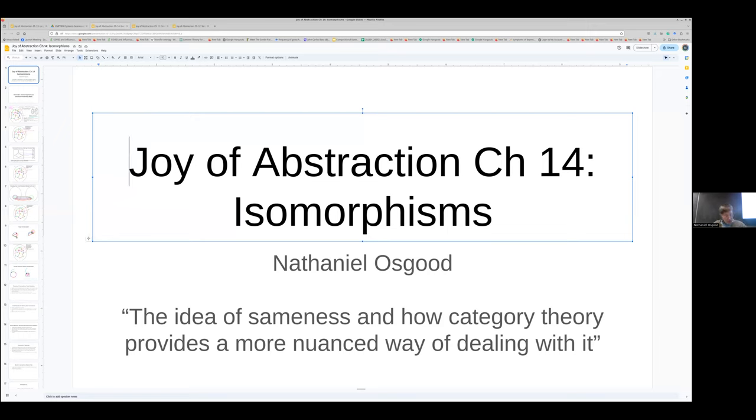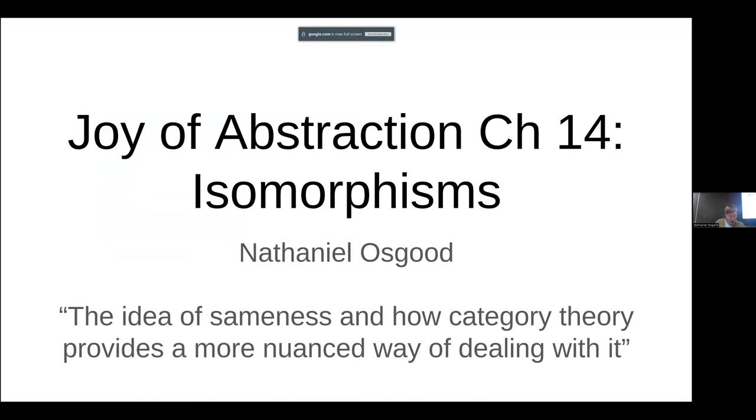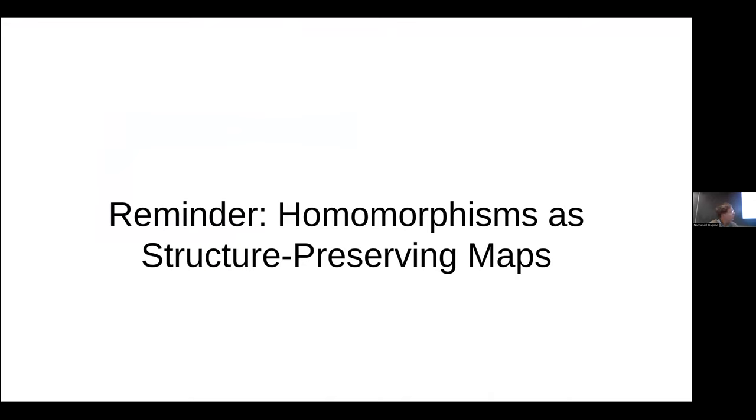So chapter 14 on isomorphisms. And really with this chapter, if I had to give a word other than isomorphism for the chapter, it would be sameness, right? The notion of sameness and deeper thinking behind ways things can be the same, ways that they can be regarded as different, etc. And so I put a sort of subtext there from the description of the chapter: our category theory provides a more nuanced way of dealing with sameness, which I think is a pretty good summary.